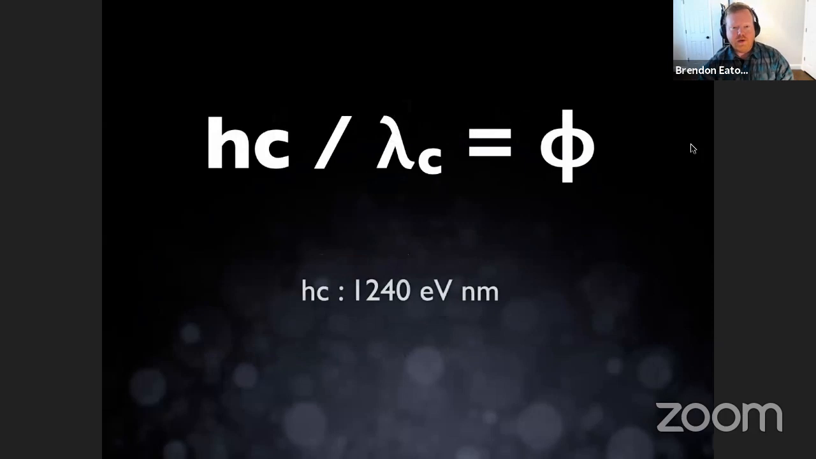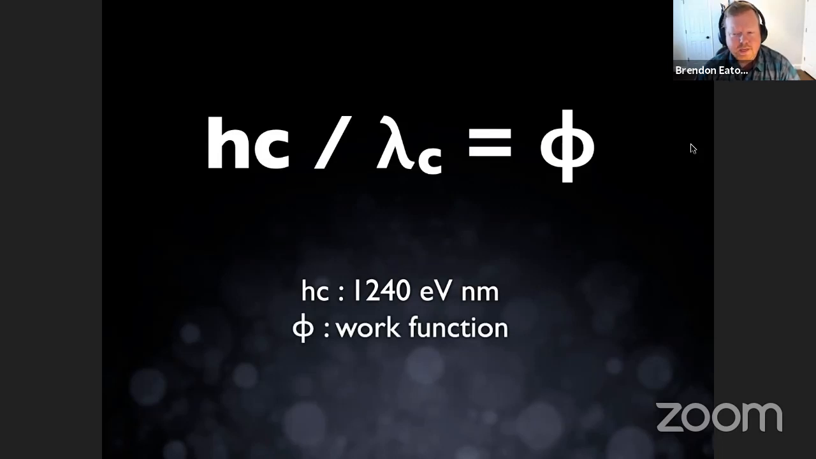So let's write this one other way. If you remember from earlier, hc over lambda is equal to the work function. And again, there's that constant, h times c is equal to 1240 electron volt nanometers. And phi is the work function.